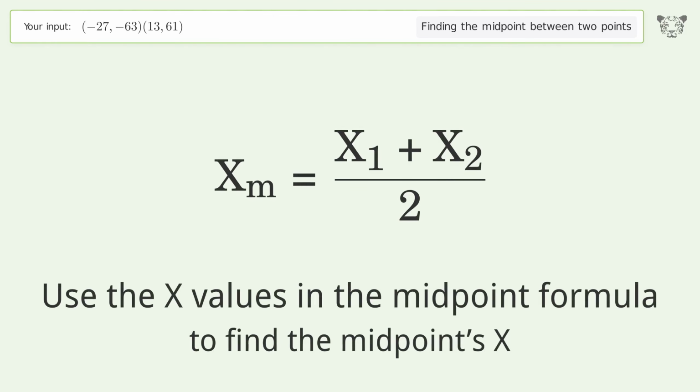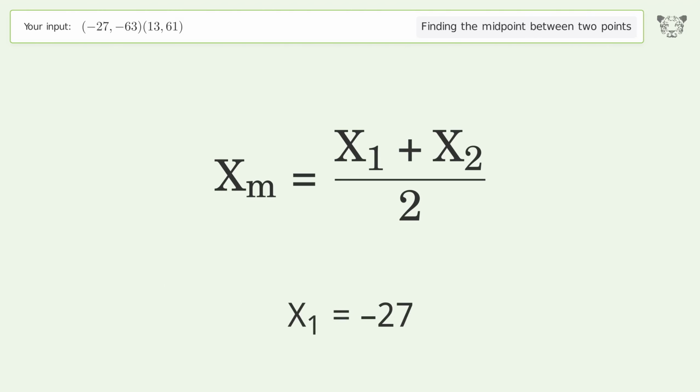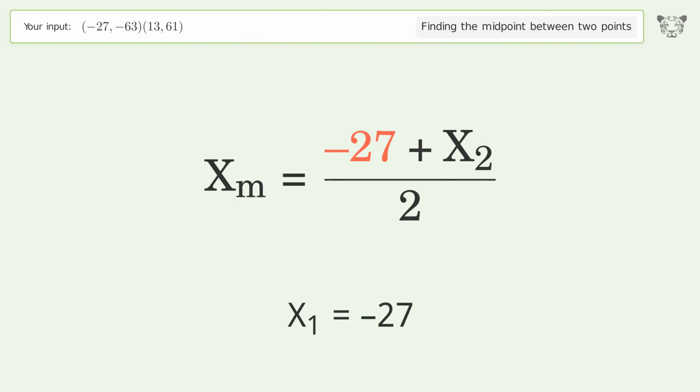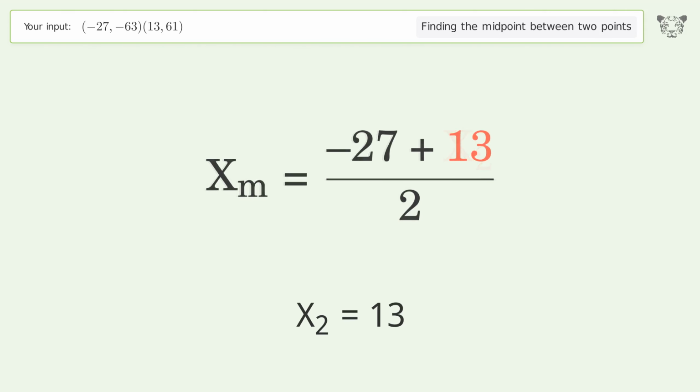Use the x values in the midpoint formula to find the midpoint's x. x1 equals -27. x2 equals 13. Simplify the arithmetic.